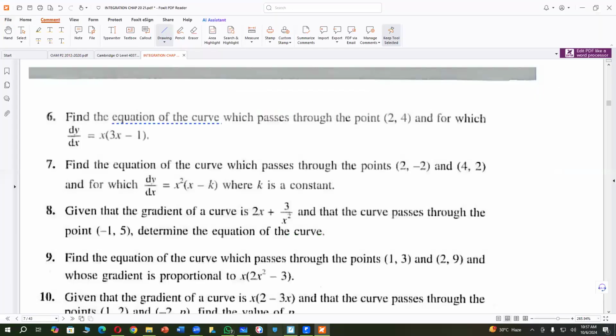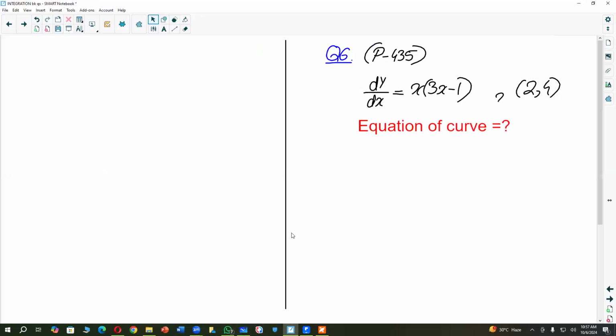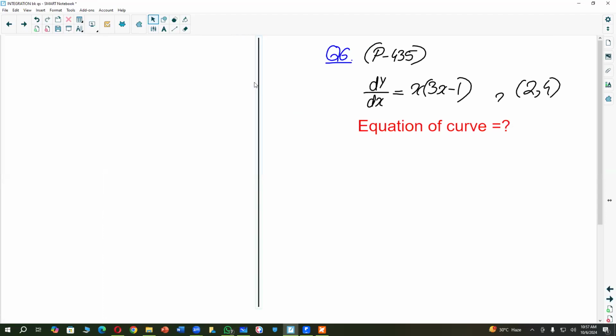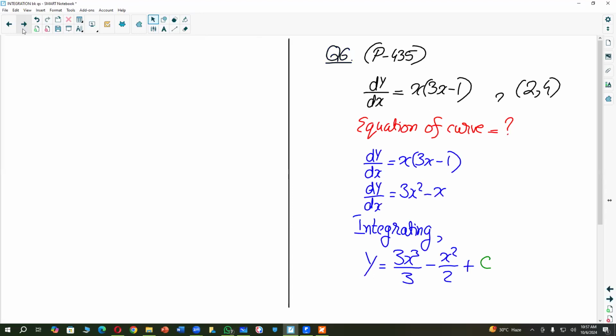Now you have to see this question. This is question number 6. First, make the data. dy upon dx is equal to 3x minus 1. And now we integrate. First, you copy the question. dy upon dx is given. So you start with the data and you tell the examiner that look, dy upon dx is given. You open the brackets and then you integrate the function. You see the first step?